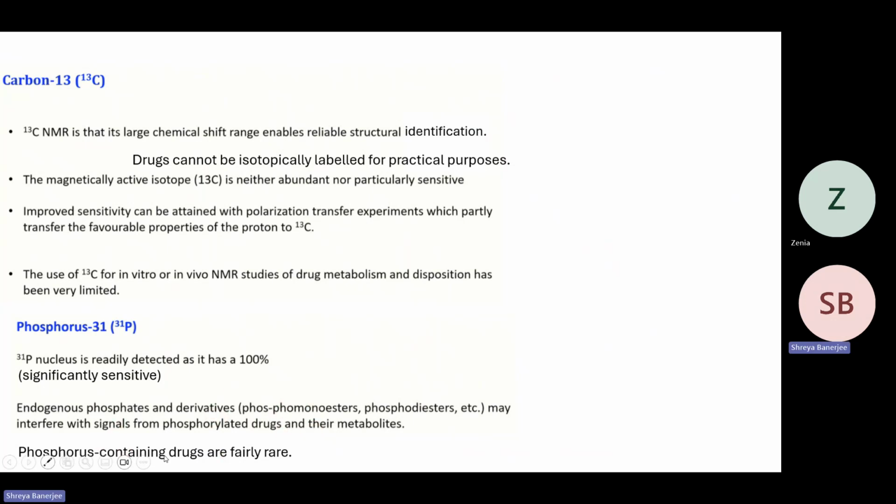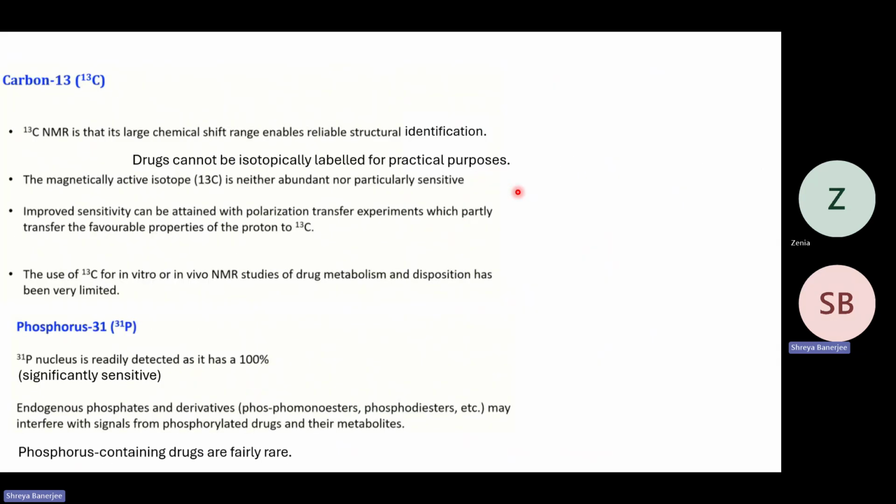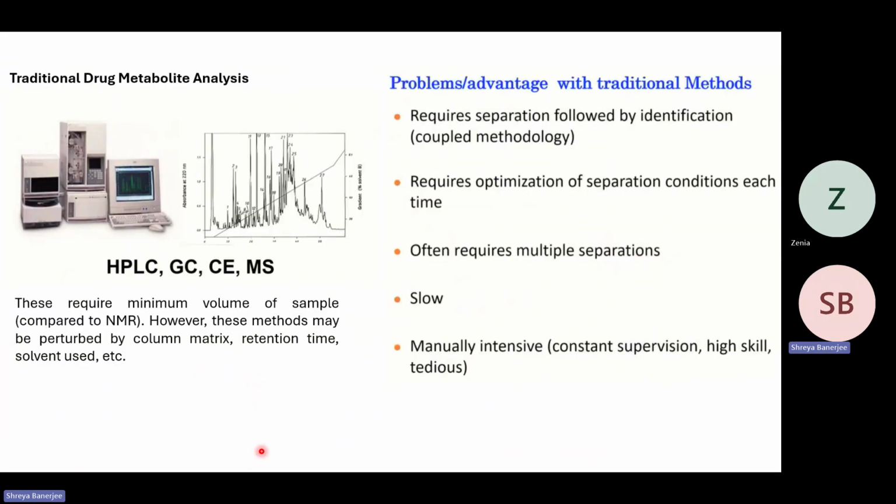Also, phosphorus containing drugs are fairly rare. Unlike 19F, where there are a number of drugs that contain fluorine, phosphorus containing drugs are fairly rare. So that is a disadvantage of 31P compared to 19F.